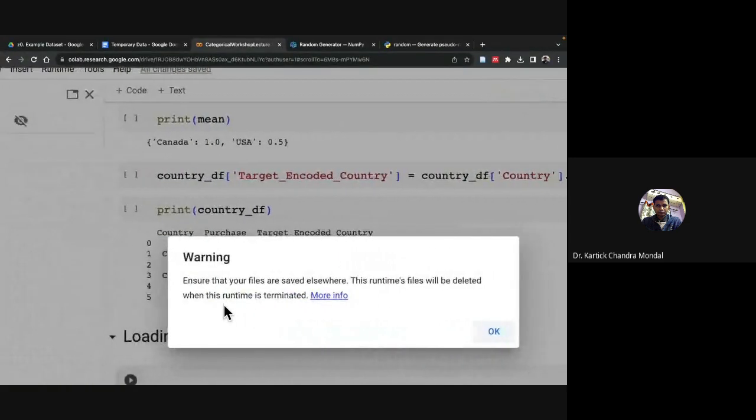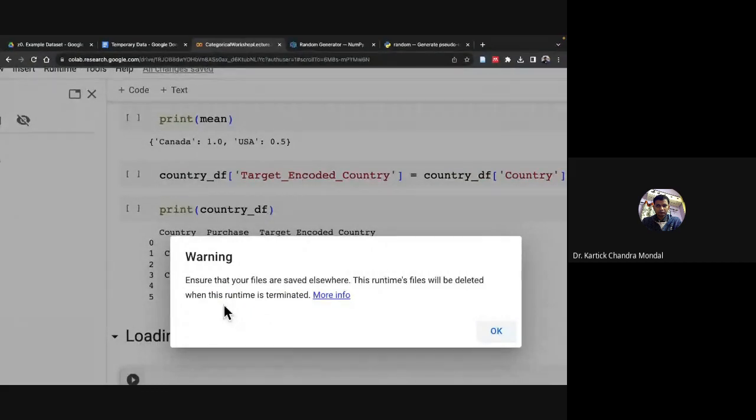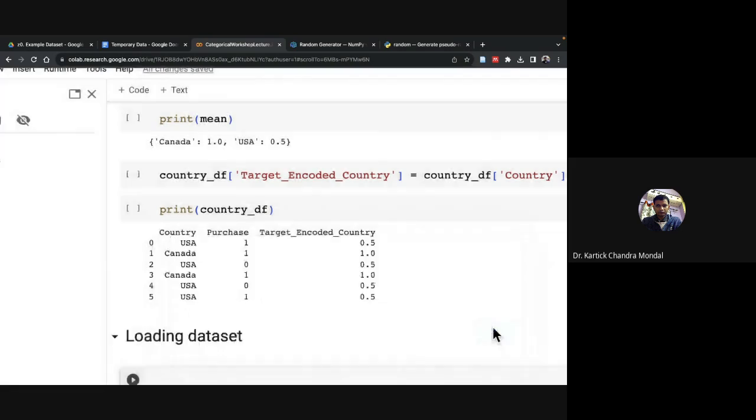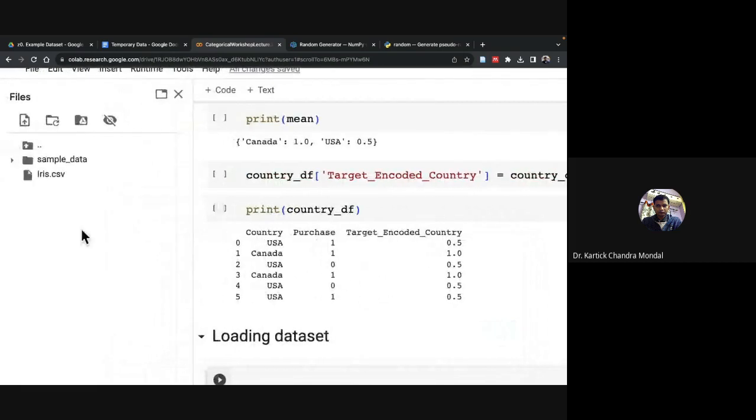So see what the error is. As I said, this is the easiest way but not the good way. It says ensure your files are saved elsewhere. This runtime file will be deleted when the runtime is terminated. So every time you want to run it, you have to load it in the environment. Else there are many other ways to do that. Like you can load the file, or you can use a file which is available in GitHub. Let's go one by one, if you don't mind, before going into the other part.